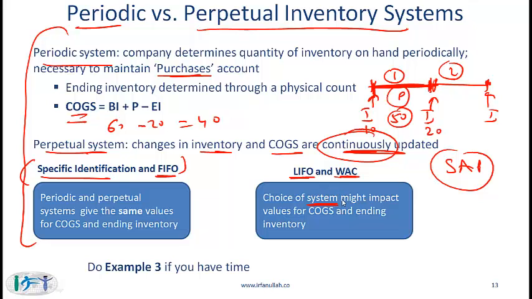But if you really want to understand this material very well, then I would encourage you to do example 3 in the curriculum. This example builds on the earlier example in the curriculum and focuses on the difference between a periodic system and a perpetual system.